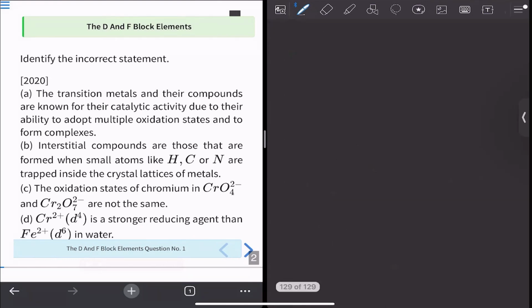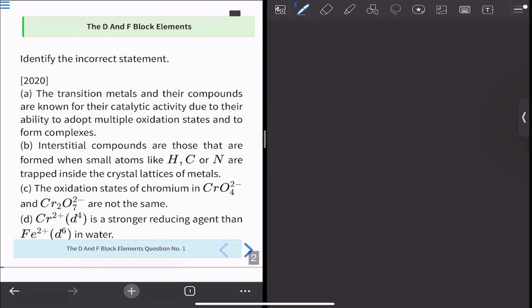They have asked about the incorrect statement, so option A is a correct statement. Option B: interstitial compounds are those that are formed when small atoms like hydrogen, carbon, or nitrogen are trapped inside the crystal lattices of metals. This is also a correct statement. Next, the oxidation states of chromium in CrO4 2- and Cr2O7 2- are not the same. And option D is Cr2+, which is d4, is a stronger reducing agent than Fe2+, d6, in water. So option D is also a correct statement.